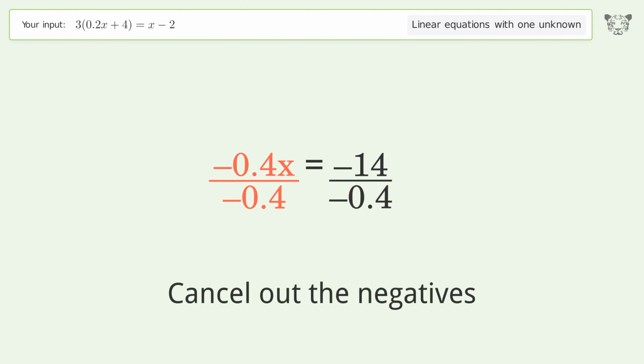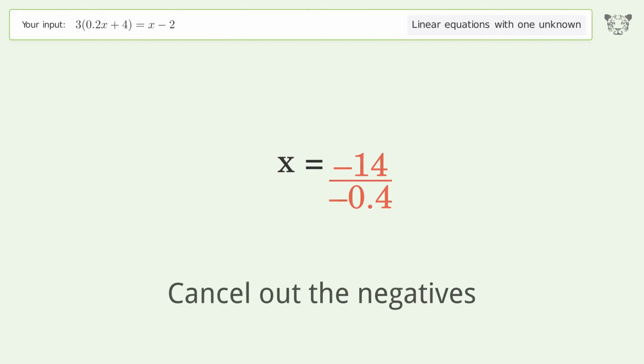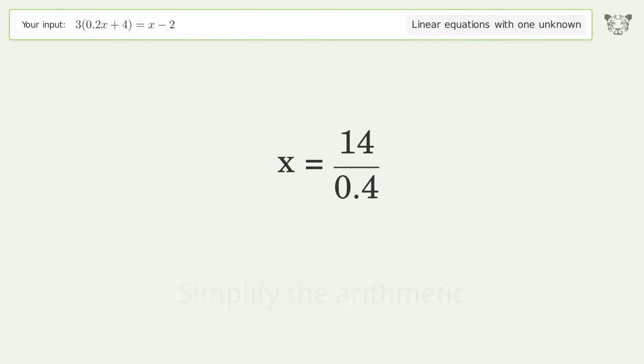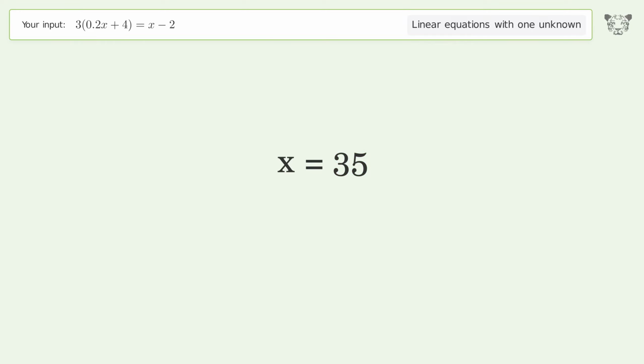Cancel out the negatives. Simplify the arithmetic. Cancel out the negatives. Simplify the arithmetic. And so the final result is x equals 35.